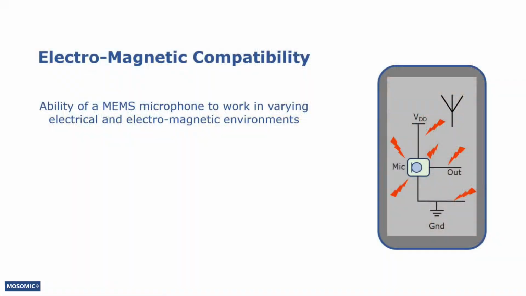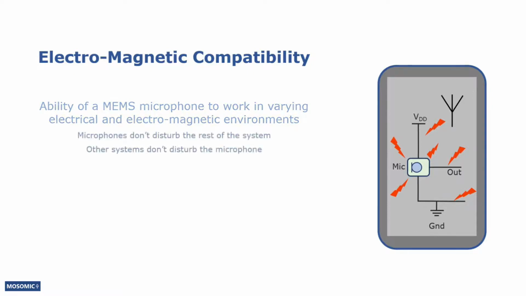The electromagnetic compatibility, EMC, of a MEMS microphone describes how well the microphone works in the electrical and electromagnetic conditions that can be found in modern wirelessly connected devices. In other words, EMC indicates how well a microphone operates together with all the other systems in the device, as well as electromagnetic systems external to the device. On the one hand, good electromagnetic compatibility means that the microphones don't disturb the rest of the system. On the other hand, it means that the other systems inside or outside the device don't cause significant disturbances in the microphone.